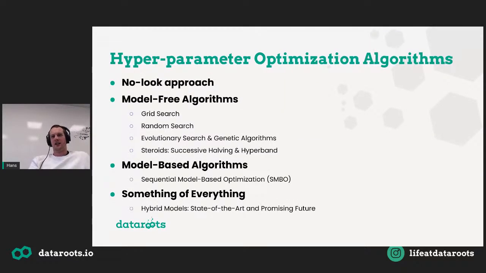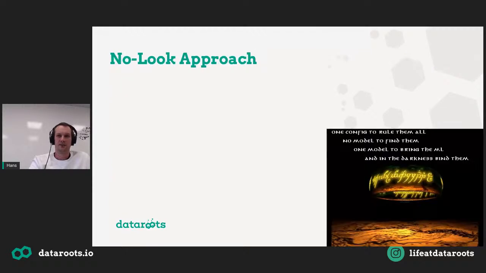Now, if you want to look at a few hyperparameter optimization algorithms, I found 4 different types. First is a no-look approach. There are model-free algorithms, model-based algorithms, like our beloved Bayesian optimization, and something of everything, like hybrid models that can even surpass the previous 3. Now, I will quickly glance over a lot of them and just give you some insights on what these algorithms do and how they can be used.